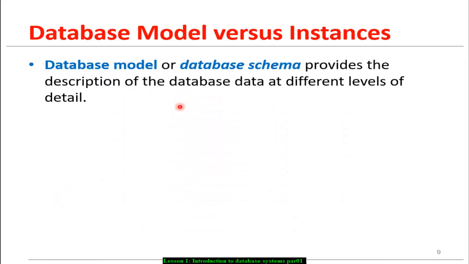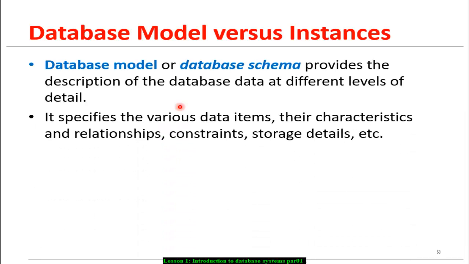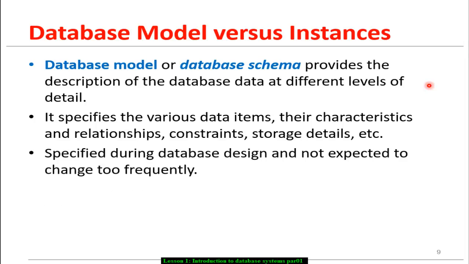Database model versus instances. Database model or database schema provides the description of the database data at different levels of detail and specifies the various data items, their characteristics and relationships, constraints, storage details, etc. It is specified during database design and not expected to change too frequently. It is stored in the catalog.